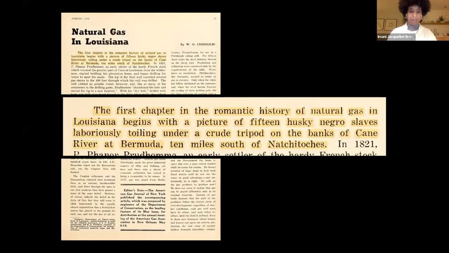So this continuum of extractivism is not a concept that I've just pulled out of thin air. In fact, it is first articulated by the state itself, not in so many words. But this issue of the Louisiana Conservation Review, a magazine put out by the State Department of Natural Resources, has this very interesting anecdote buried in a 1938 edition of the magazine. It says, "The first chapter in the romantic history of natural gas in Louisiana begins with a picture of 15 husky Negro slaves laboriously toiling under a crude tripod on the banks of the river at Bermuda, 10 miles south of Natchitoches."